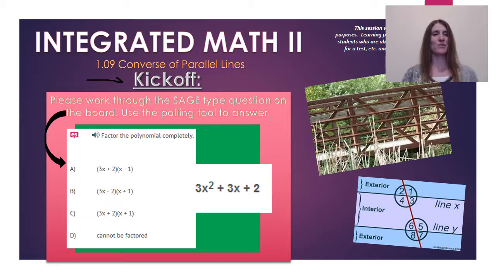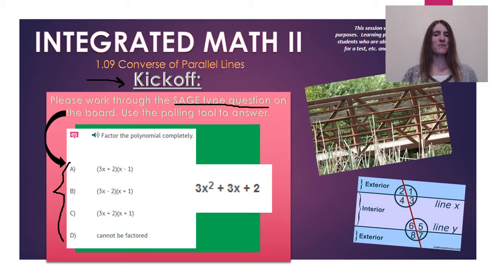This is like our warm-up, and a lot of times, at least 3 times a week, I will put SAGE type questions in their warm-up for them to work on. I pulled these questions directly from USA Test Prep and from the SAGE website, some of the practice questions that they have on there. Then I like to use this polling a lot because that gives me a quick opportunity to check and see what students are engaged and what students understand and don't understand.